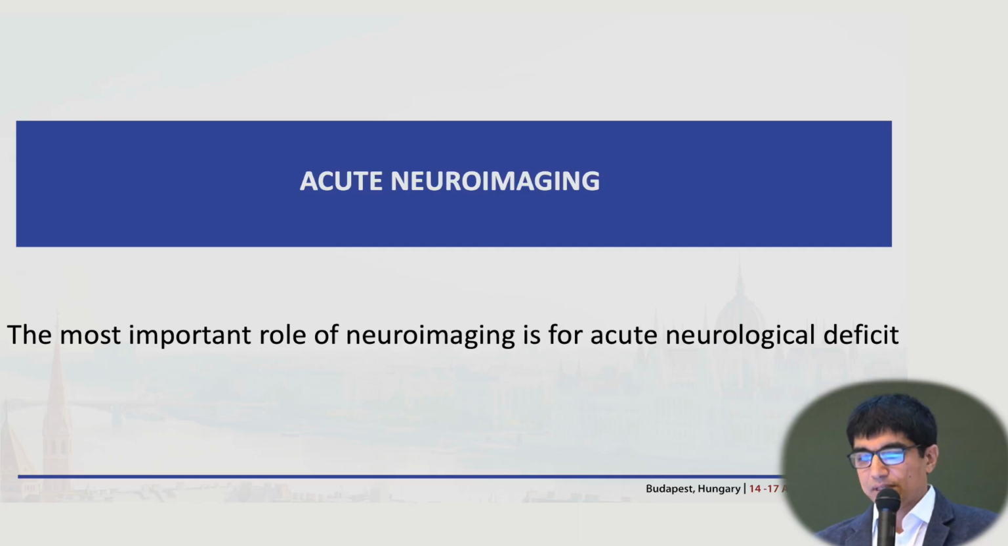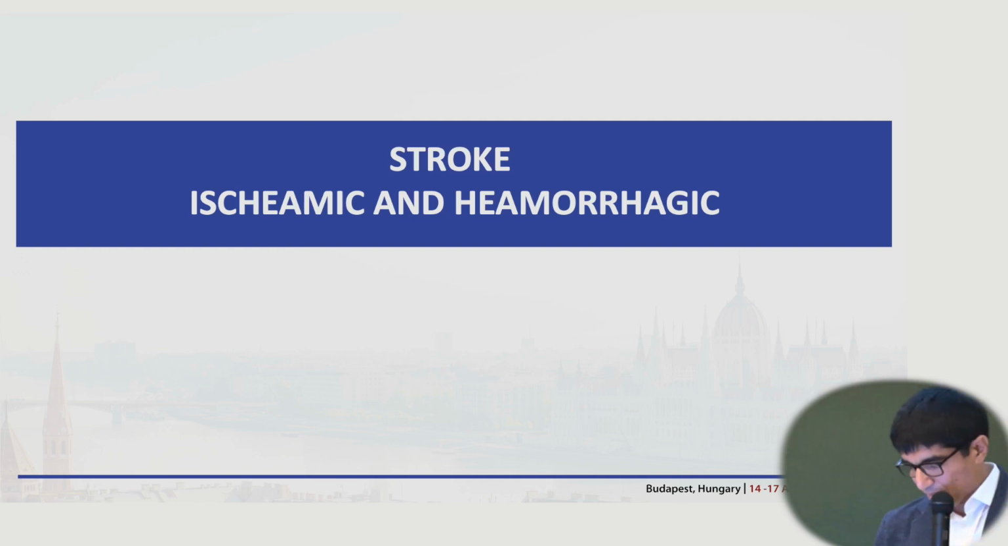Neuroimaging helps us facilitate triage of these patients, as well as institute therapies which might sometimes be tissue saving, and sometimes life saving. The most common neurological emergency we would be seeing is stroke, and we know that ischemic strokes far outnumber the hemorrhagic ones.